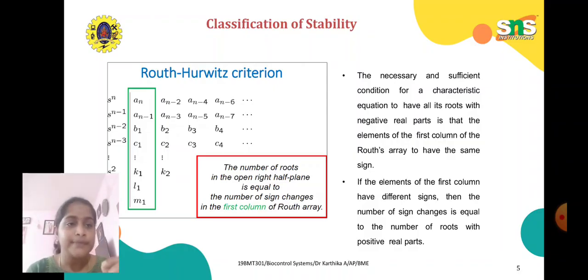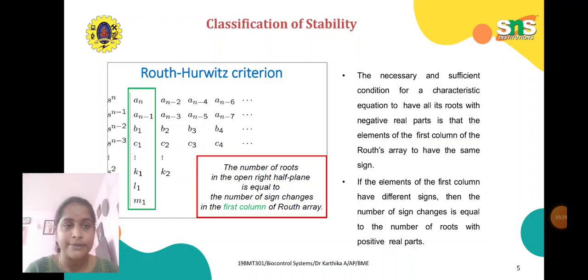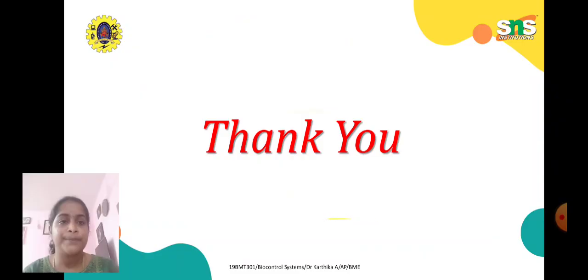Here the necessary and sufficient condition for a characteristic equation to have all its roots with negative real parts is that the elements of the first column of the Routh array have the same sign. If the elements of the first column have different signs, then the number of sign changes is equal to the number of roots with positive real parts. This is how the RH condition is satisfied and the Routh array is constructed.